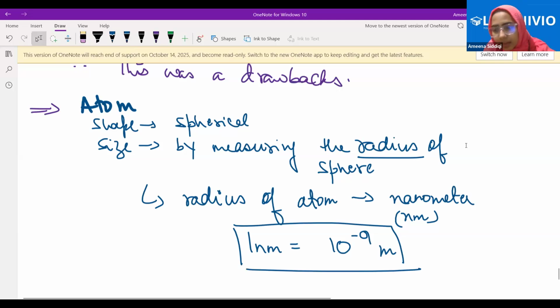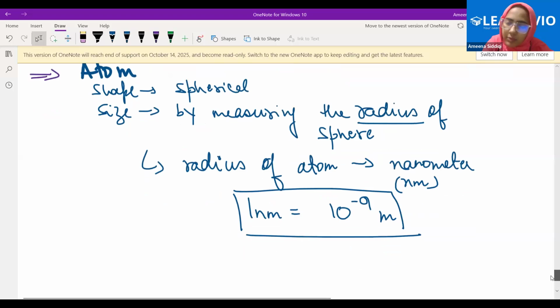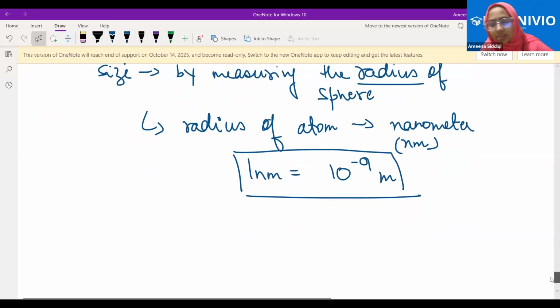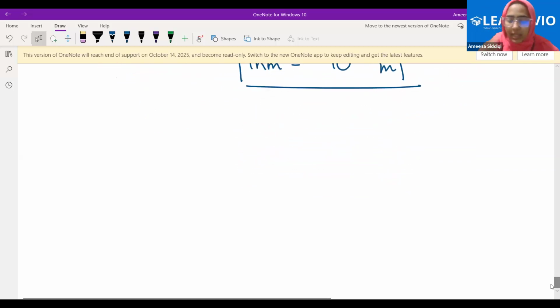Fine. So shape we know, that is spherical. Size we know. We will measure the radius, and through that radius we can know the size. The size in the radius is measured in what unit? It is measured in nanometer unit. Fine. Now come to the names and the symbols.